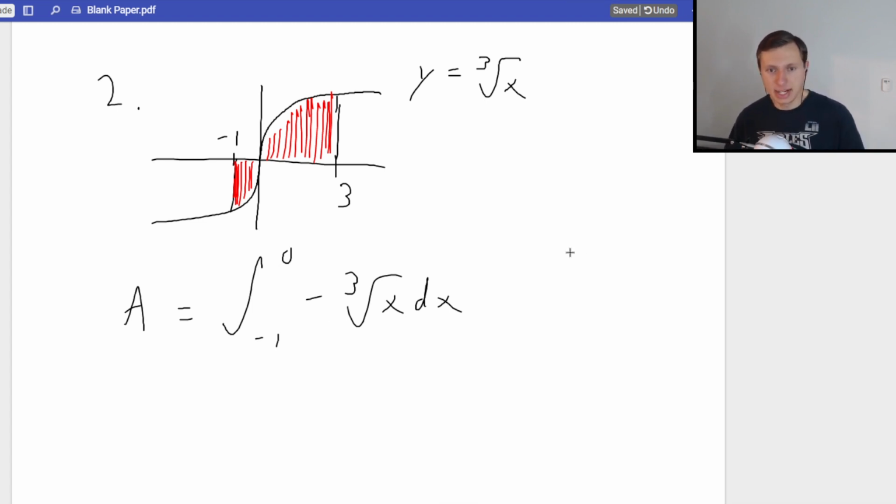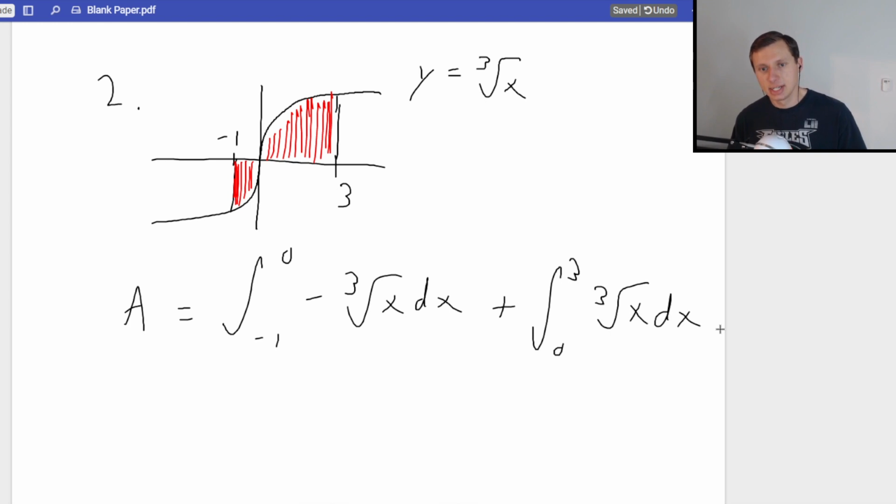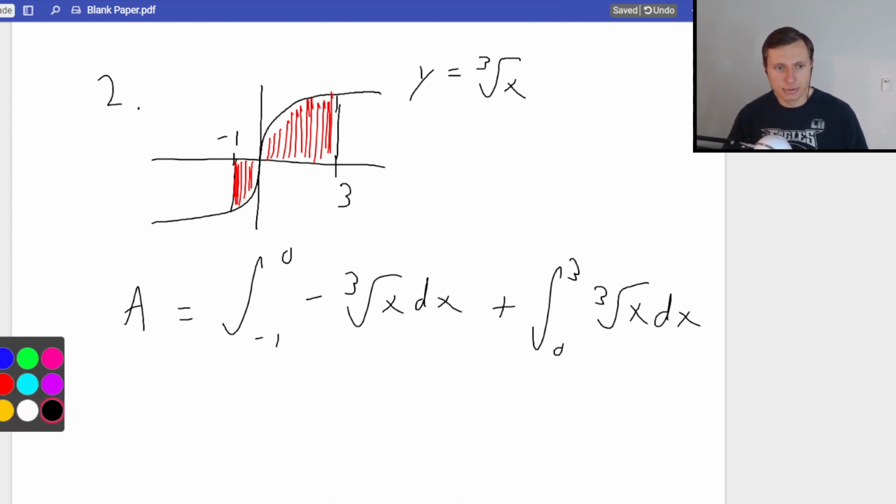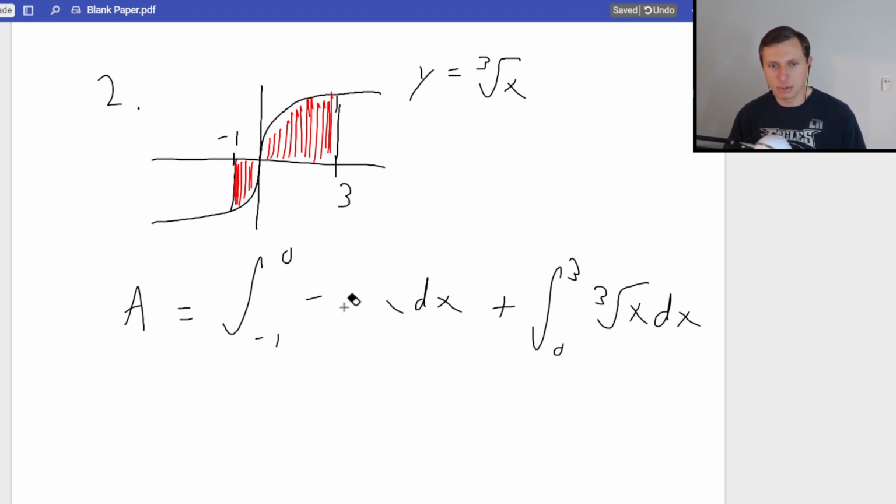Now I need to add a second integral plus the integral. This one's going to be 0 to 3 because this is where the function is positive. And this is going to be the positive cube root of x dx. And honestly, I should have seen this coming. I'm going to have to rewrite this as x to the 1/3. So x to the 1/3. That's also x to the 1/3.